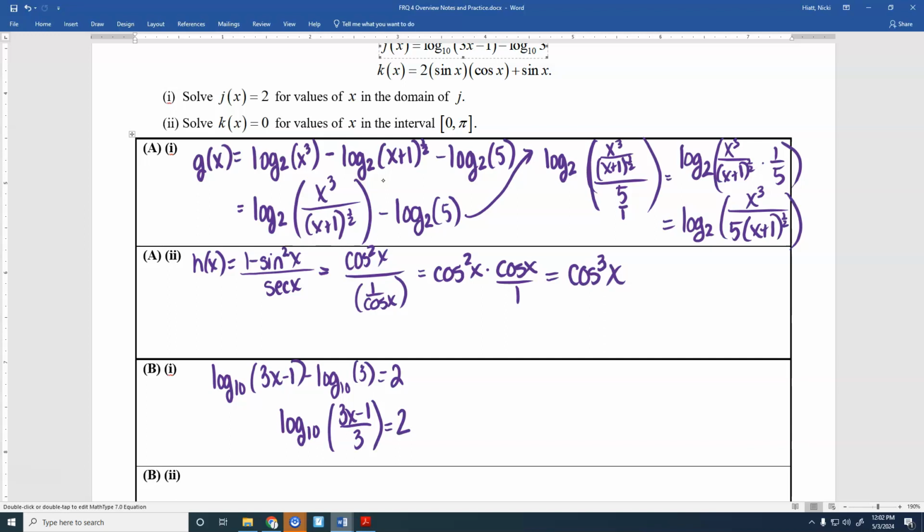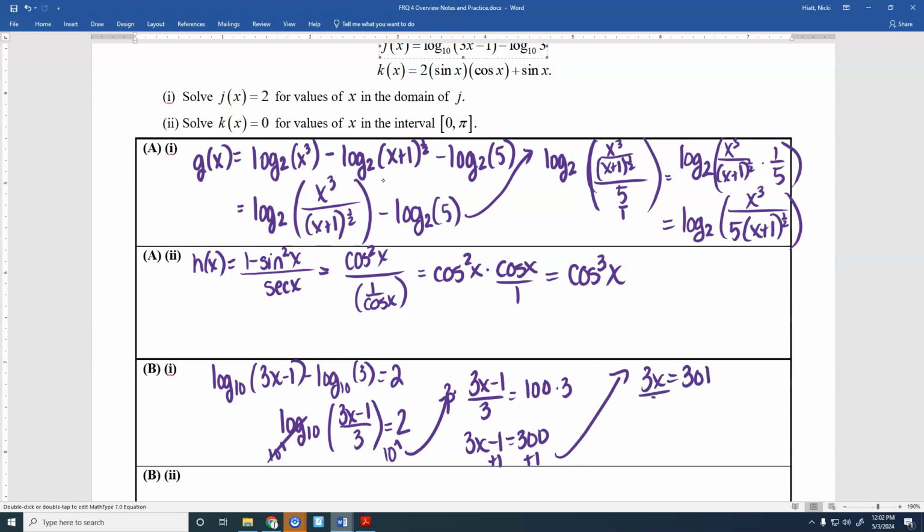Now we're trying to get to that x. We're trying to solve for x. So what would I do? 10 to the power. And that's going to give me (3x minus 1) over 3 equals 100. Now we're down to just a simple equation. I'm going to multiply both sides by 3. 3x minus 1 equals 300. I'm going to add the 1. 3x equals 301. Divide by 3. X equals, that won't reduce or divide evenly, so just leave it 301 over 3.